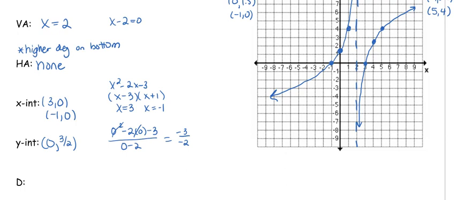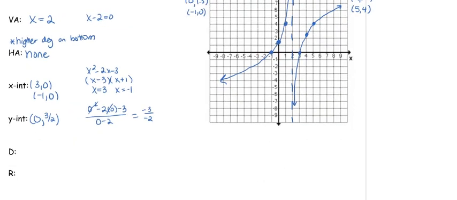So we've got our domain. As we look at our graph going left and right, it's always going left, it's always going right. The only place it's not existing is at that vertical asymptote. So we see that the domain is going to be all real numbers, except x cannot be equal to positive 2.